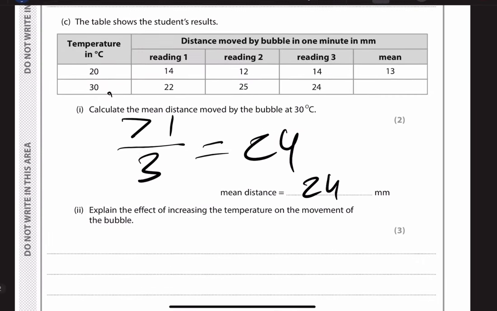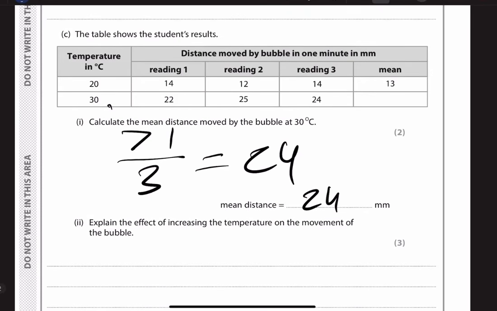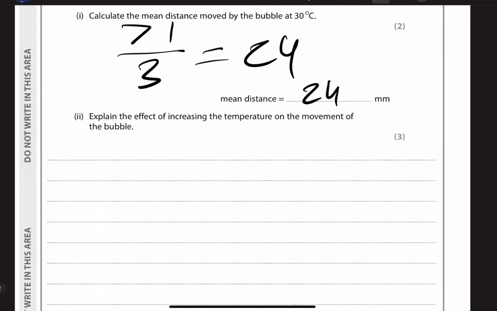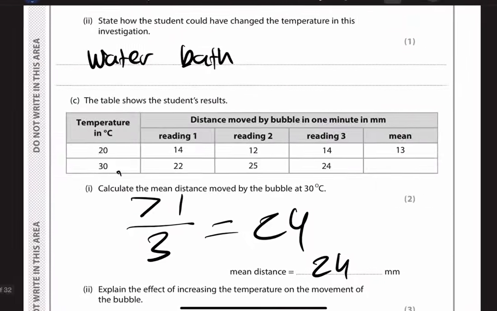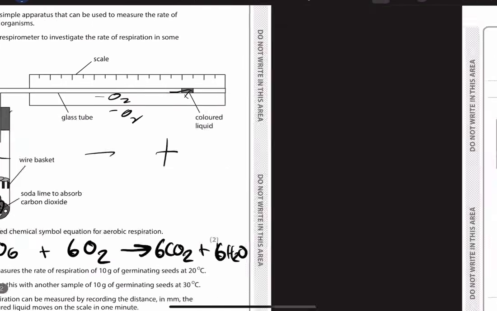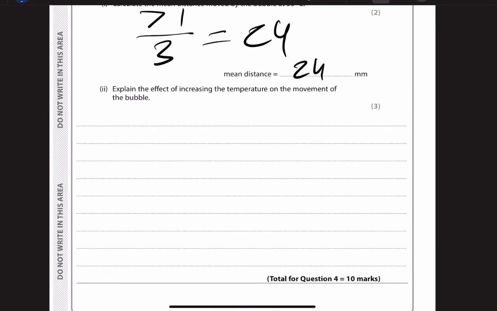Explain the effect of increasing the temperature on the movement of the bubble. Okay, so we know the bubble is going to move depending on how much oxygen is lost, right? So essentially how much respiration. So it's essentially asking us what the effect of increasing temperature is on respiration.